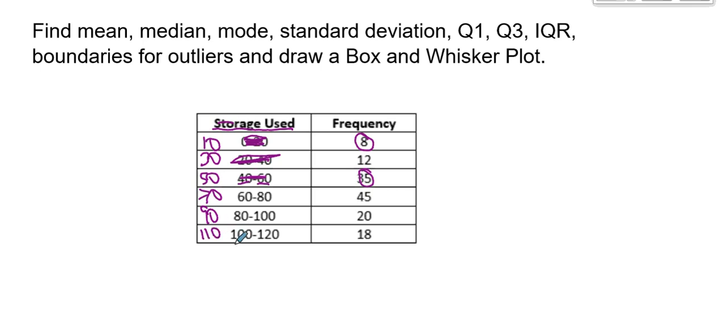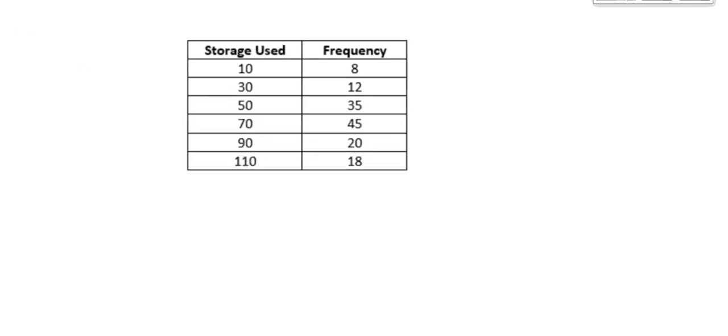Again, I don't actually know if any single piece of data was actually 10 or 30 or 50, 70, 90, 110. But that's the best we can do with the information in front of us, is just take the midpoint of the interval. So from now on, instead of using this as my data file, I'm going to use this. So I've updated the storage used information to reflect the midpoint of the interval.